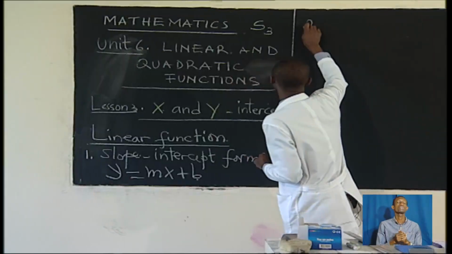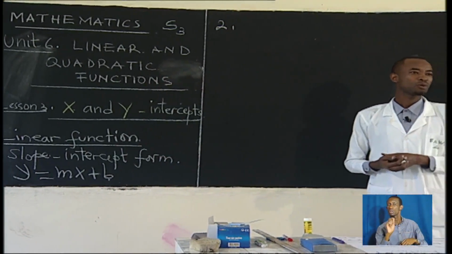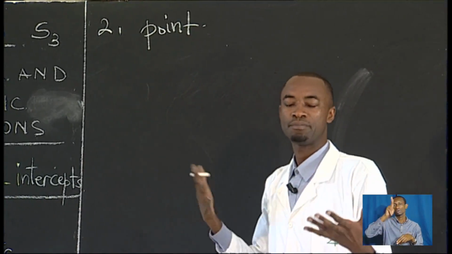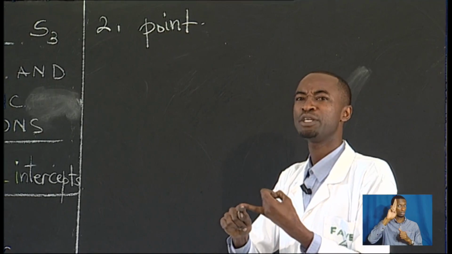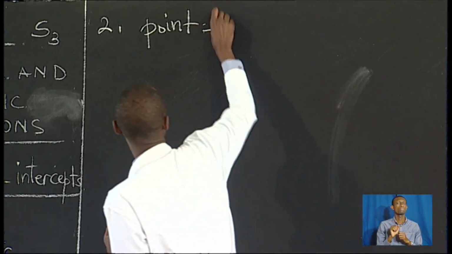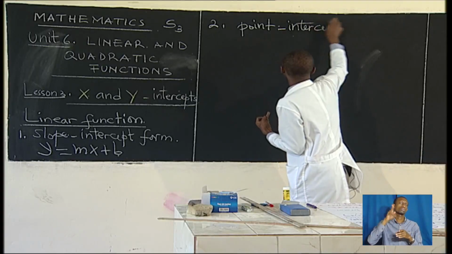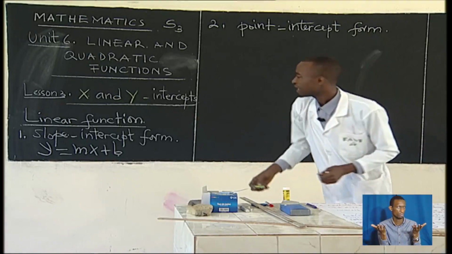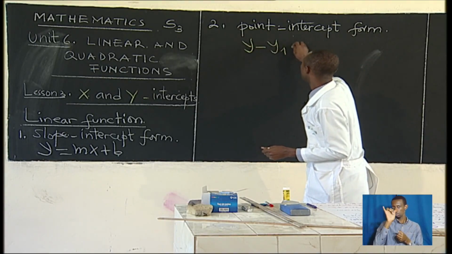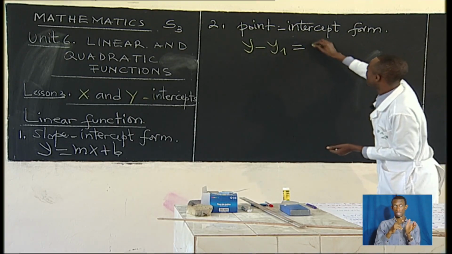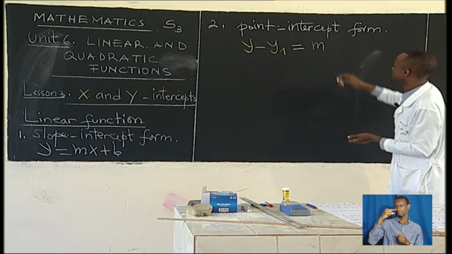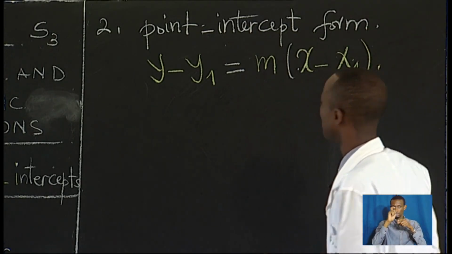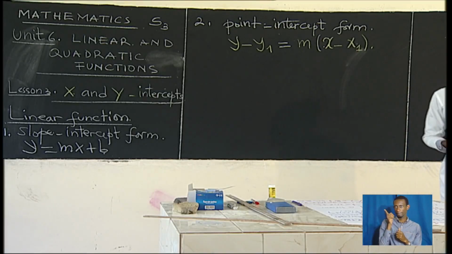We have the second way you can write a linear equation. We call it point-intercept form, which means you need to look at the point and also at the intercept. How do we write this? Look at it. We have y minus y1 equals m, this is gradient, I think you remember this, times x minus x1. This is the form which is called the point-intercept form.